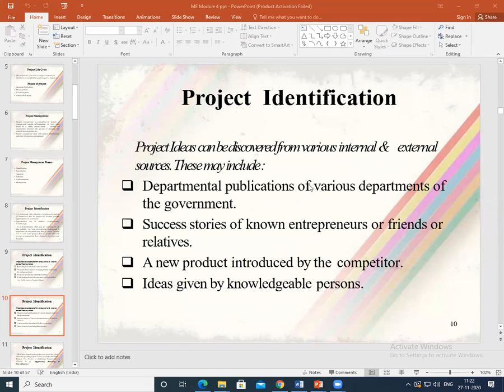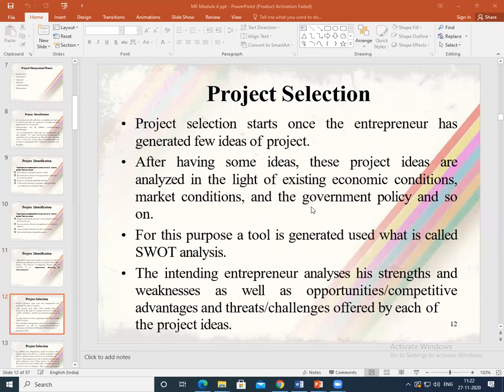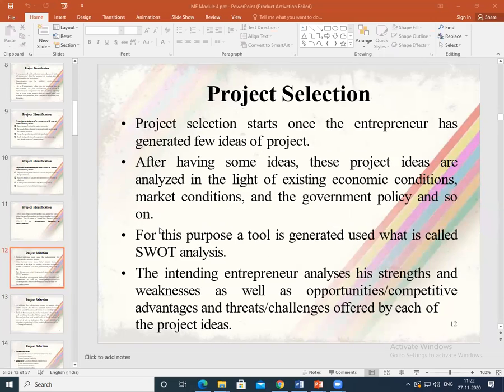So we have project identification. We have seen what the external and internal resources are, and we studied last class what strength, weakness, opportunities, and threats are. So this is called SWOT analysis. What is the meaning of SWOT analysis? We have just analyzed it, and what are the major things that you are going to consider in a SWOT analysis in the project selection.